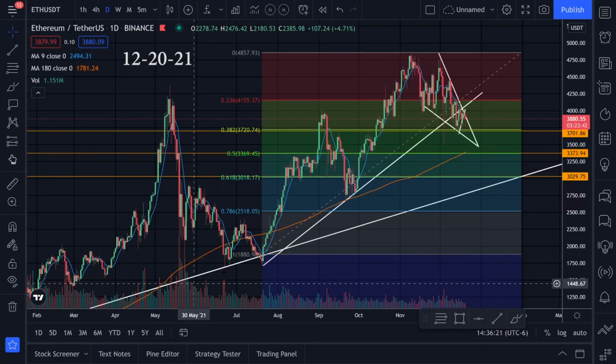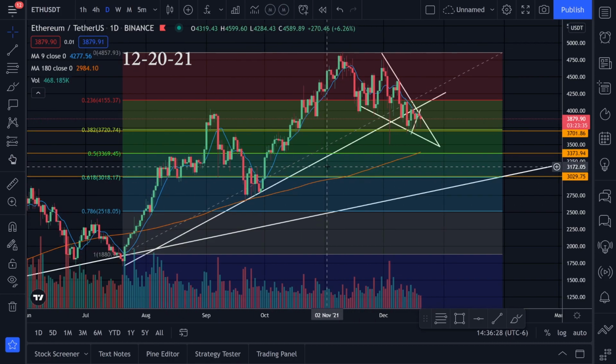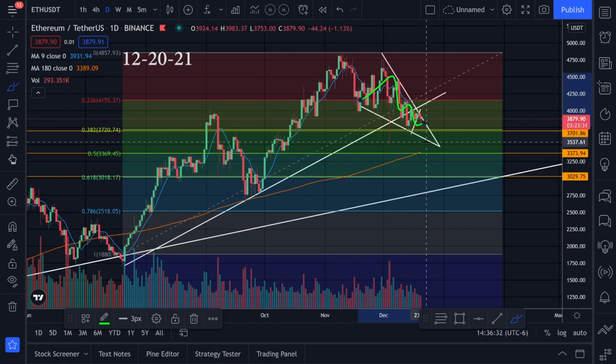Let's take a look at the chart action for Ethereum. All right, so here are all the levels that I'm looking at. Let's see, where do we start? I think we should start with this falling wedge right here in the short term.